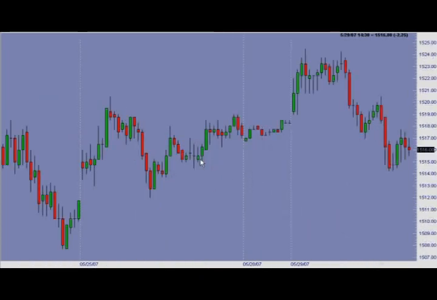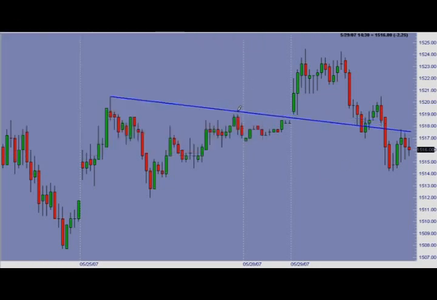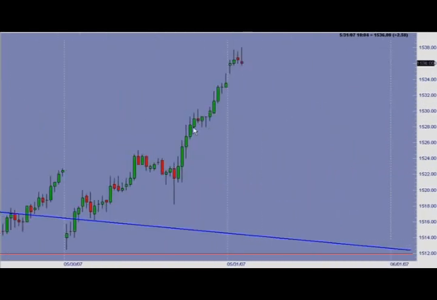Another poor choice for determining reversal signals are those that, well, it's going to be a long time before you ever see them intersect. And by that I mean that the angle used in determining that reversal, well, it extends out considerably. In this case, we have a declining line, and eventually it will meet this horizontal line. That's going to be a long ways off, as you can see here.